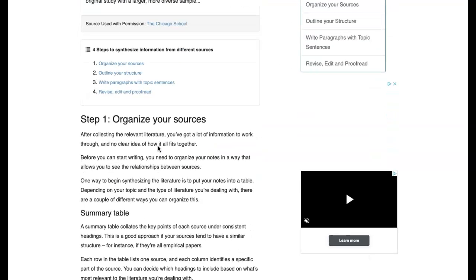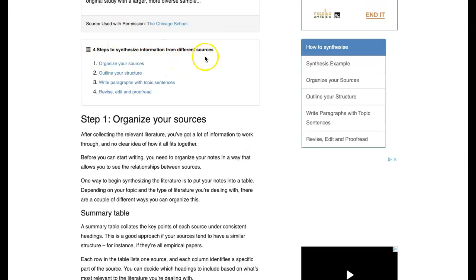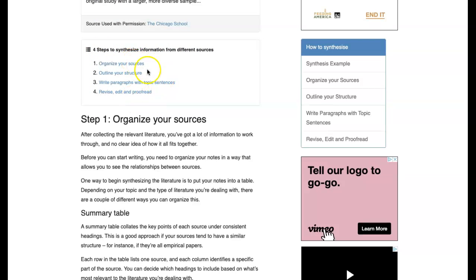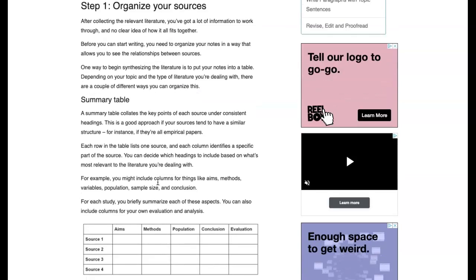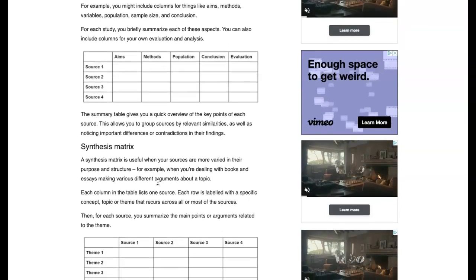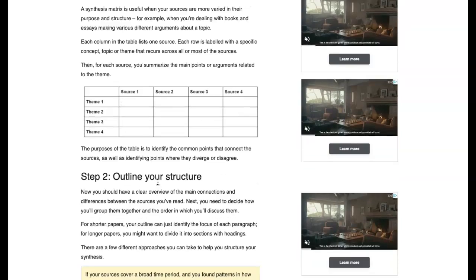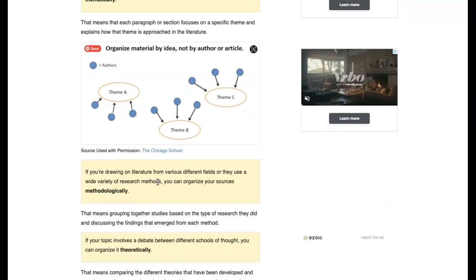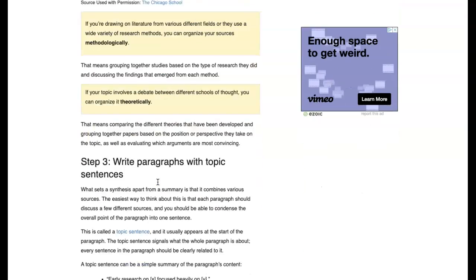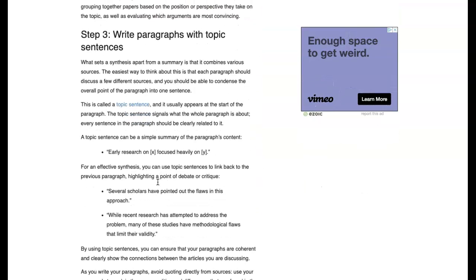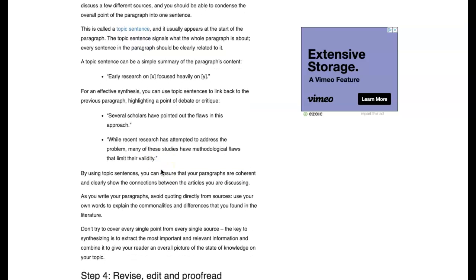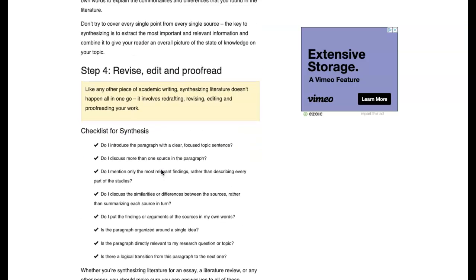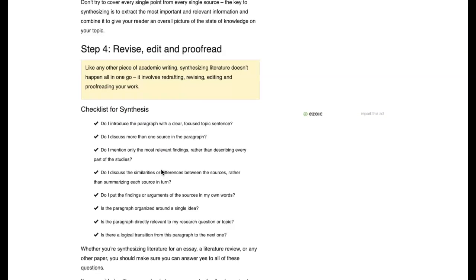Okay. It gives you the 4 steps to synthesis. Sorry about all this information outside, but 4 steps to synthesize information from different sources. It shows you how to organize your sources, using different kinds of charts, etc. How to outline your structure, and you can do that through mind maps or whatever works best for you. And then you're going to write your paragraphs with topic sentences that come out of how you've organized all of that information that you've put together. And then, bad news, you need to revise, edit, and proofread.